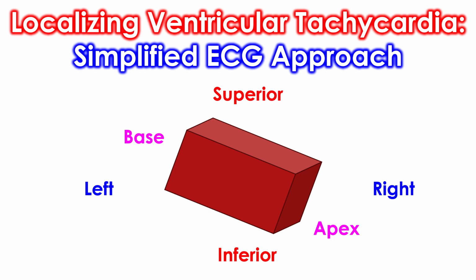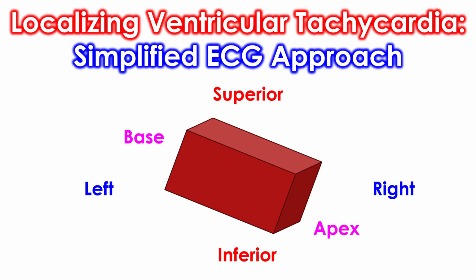Localizing the origin of ventricular tachycardia from a 12-lead ECG is a critical skill for planning ablation and identifying the underlying pathology. While many algorithms exist, a stepwise simplified approach focusing on the 4 directions of the heart is often the most practical. To find where the VT is coming from, think of the heart as a 3D box.